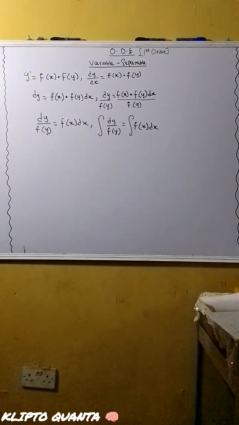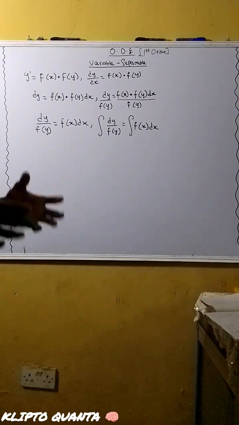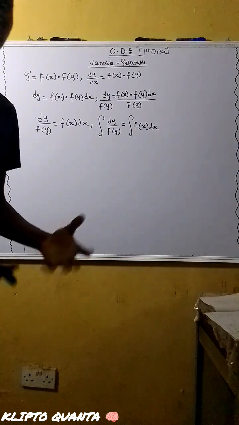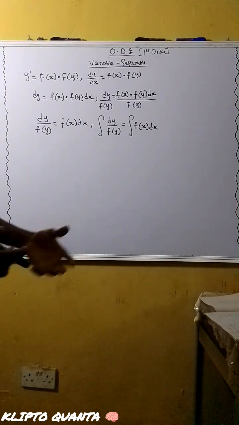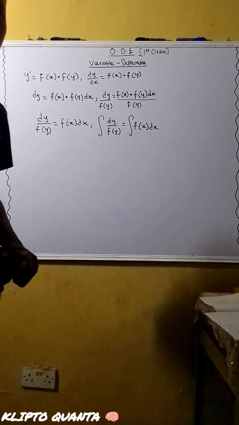At that point, you can now integrate both sides. So you integrate dy with respect to the function of y, and integrate the function of x with respect to x. Do you get what I'm saying? So let's look at some examples and how we can move on with questions like this.